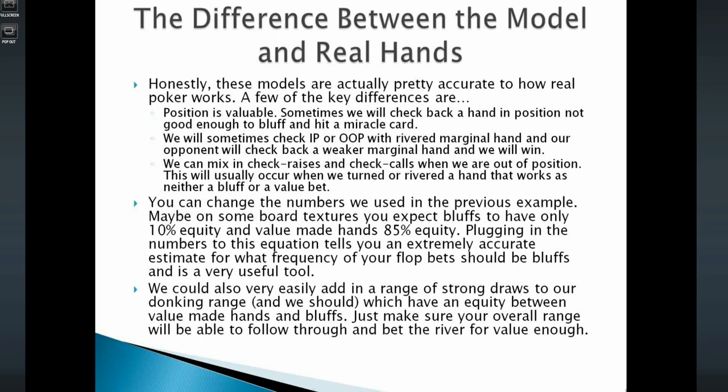When you are designing these ranges, you're going to need to have a balanced donking range for when your opponent calls. You're not just going to have a very clear value hand or a very clear bluff. Sometimes you're going to have a semi-bluff or a strong draw, and you need to put that into the equation as well. That's a very easy thing to do, and we're going to talk about it in just a minute, but keep that in mind.